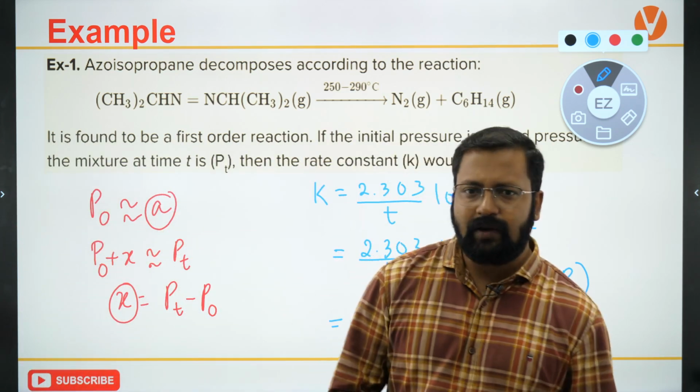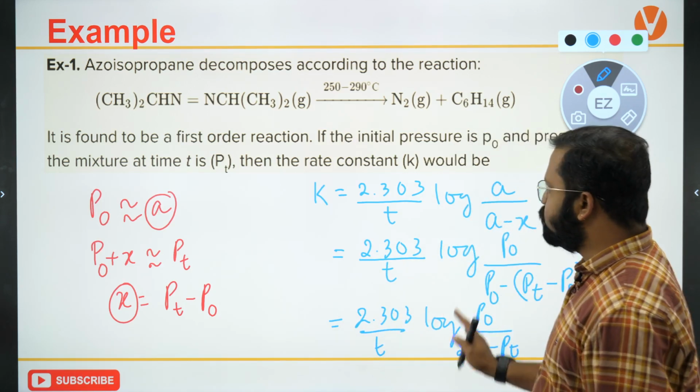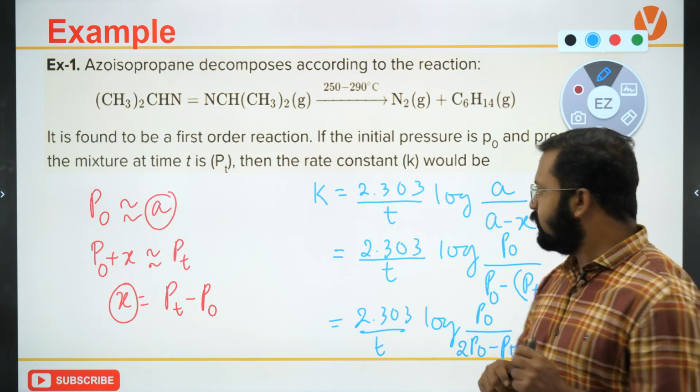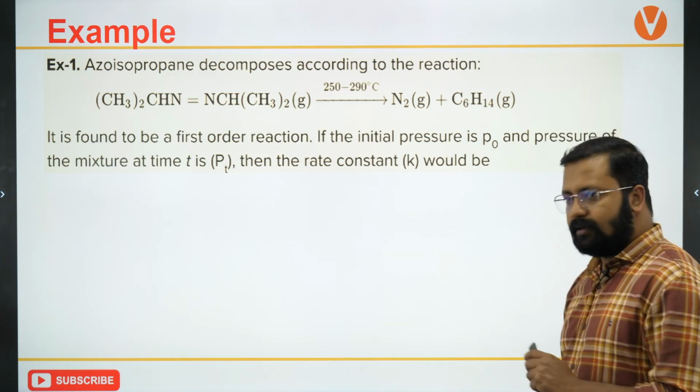A similar question we had solved in the previous session as well. So this will be the expression for K. Clear? Let's move ahead.